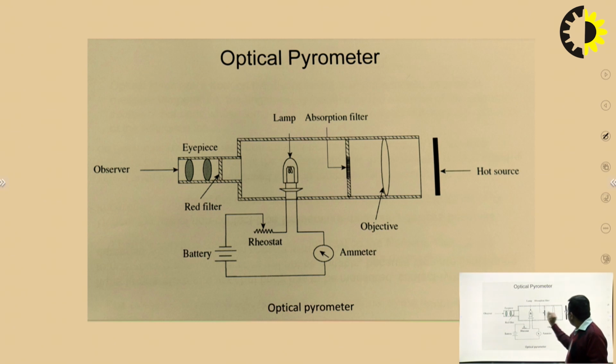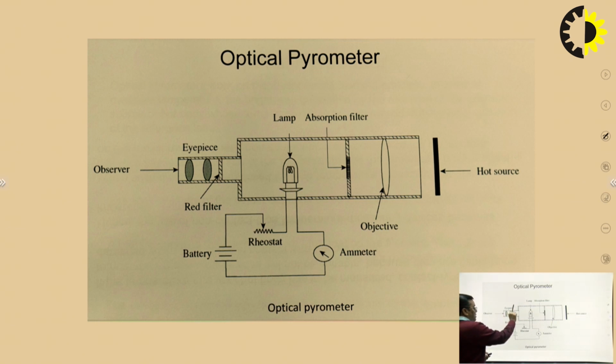And if the brightness of these two sources, one is the reference, that is the filament, another is the hot surface for which the temperature is to be determined, are equal, then the filament will disappear. That filament will disappear. It will look as if it is not visible. For better observation, we have an arrangement of eyepiece.